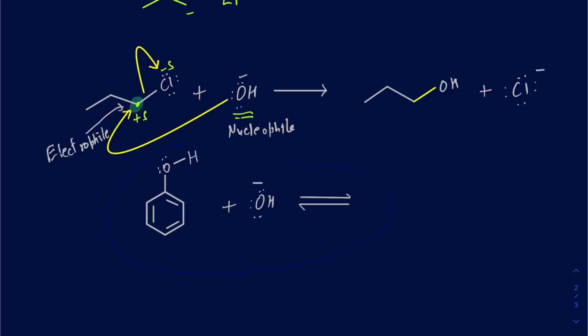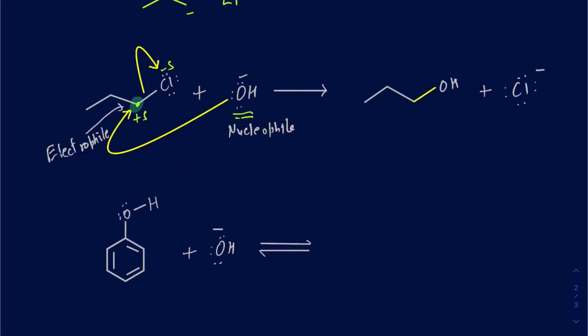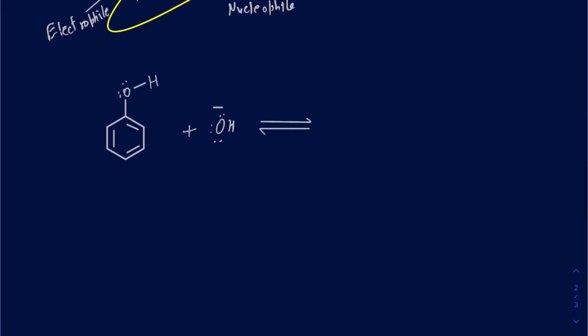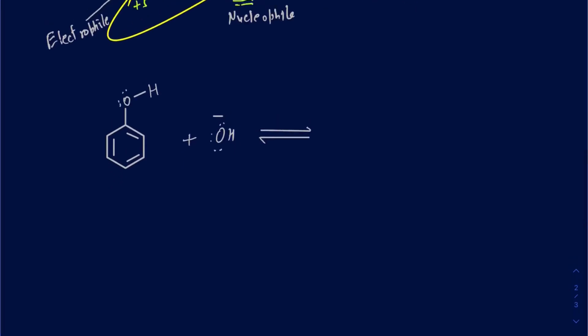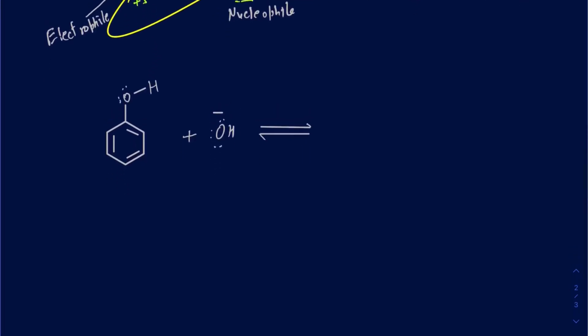Let's look at this next one here. So when I'm looking at this next one here, I still have the same type of second chemical. I still get the OH minus. That means it's going to be either acting as a nucleophile or a base. That depends on what other chemical you have in there.